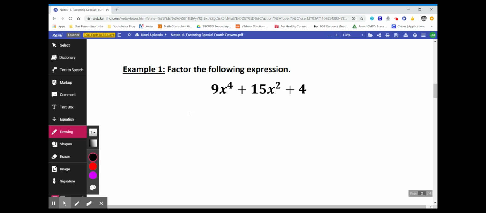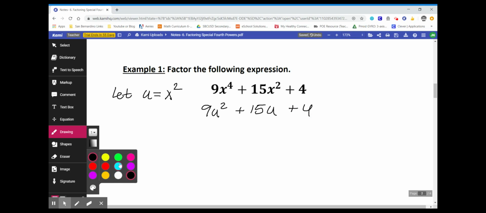saying, okay, this is the only step that I give you. So I'm just going to put the step on the left-hand side. I'm going to say let u, just a random variable that I chose. You could use any other variable that you want, w, z, whatever. Let u equals x squared. So if I let the variable u equals x squared, then this is going to be 9 times u squared, right, plus 15 times u plus 4.